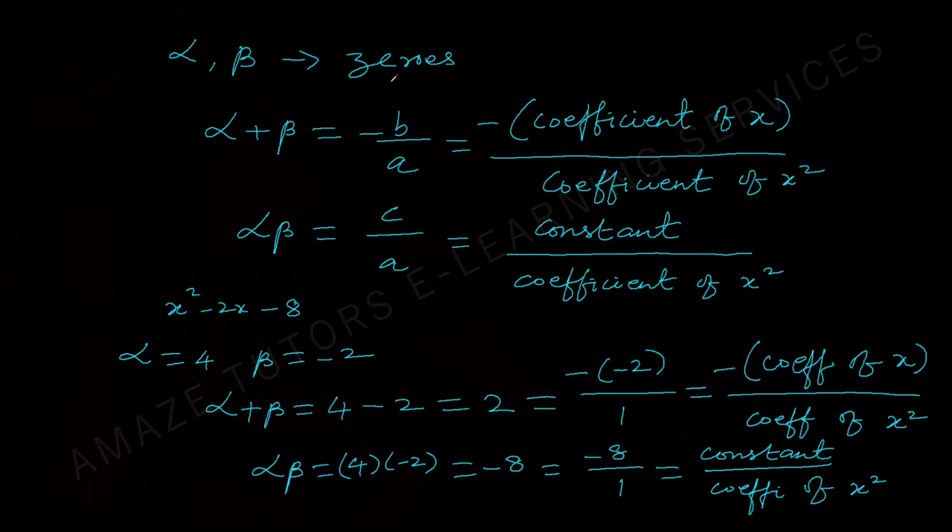So this is how, after finding the zeros, you will verify the relationship. I hope you understand the procedure, the steps. Let's do question number 2. 4s squared minus 4s plus 1. Same instruction. We need to find the zeros and also verify the relationship between the zeros and the coefficients. Let's find out the zeros first.